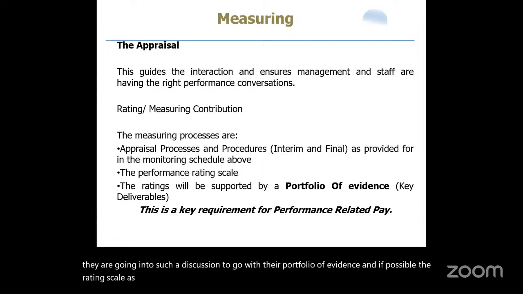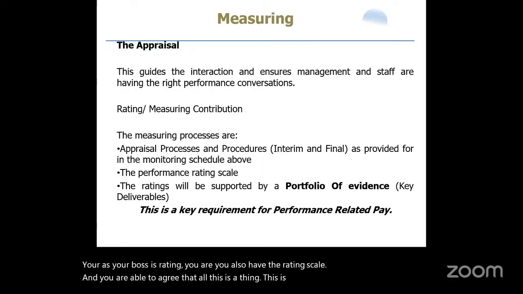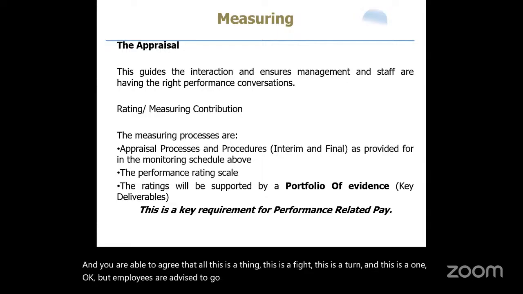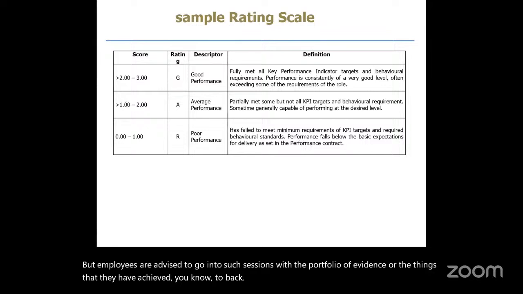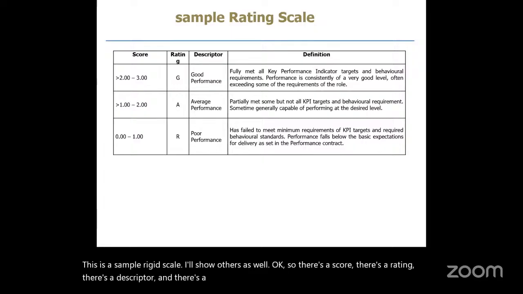Some companies have a very well defined rating scale, so as your boss is rating, you also have the rating scale, and you are able to agree that, oh, this is a 3, this is a 5, this is a 10, and this is a 1. But employees are advised to go into such sessions with the portfolio of evidence, or the things that they have achieved, to back their performance. This is a sample rating scale. I'll show others as well. There's a score, there's a rating, there's a descriptor, and there's a full description of the rating.